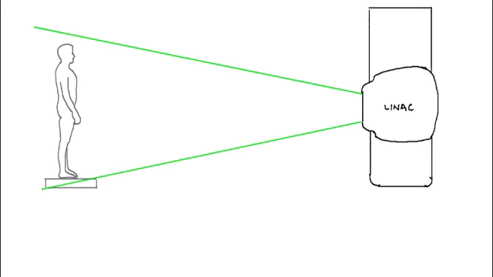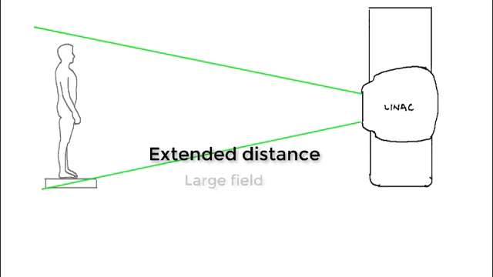So first off, a key feature is the extended distance. There are a couple of reasons for that. One is you can get a large field, which will cover the whole body, even for a tall patient. Two is a larger SSD gives you a less steep dose fall off of the percent depth dose. And that results in better homogeneity through the patient. We'll see that in more detail in a minute.